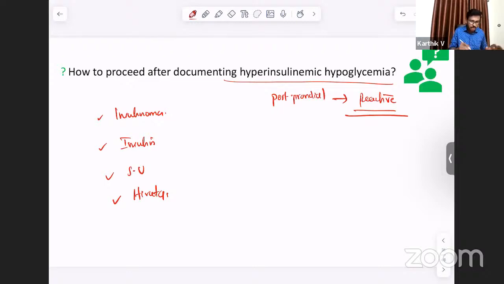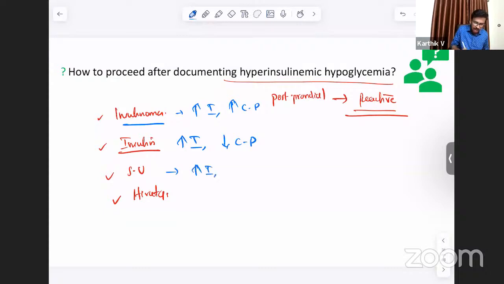Okay. So now we are left with these remaining causes. Insulin, we are not finding any difficulty in differentiating because the patient will have high insulin and low C-peptide. But with insulinoma, they will have high insulin and high C-peptide. What about sulfonylurea? High insulin and high C-peptide. So these two conditions can mimic each other.